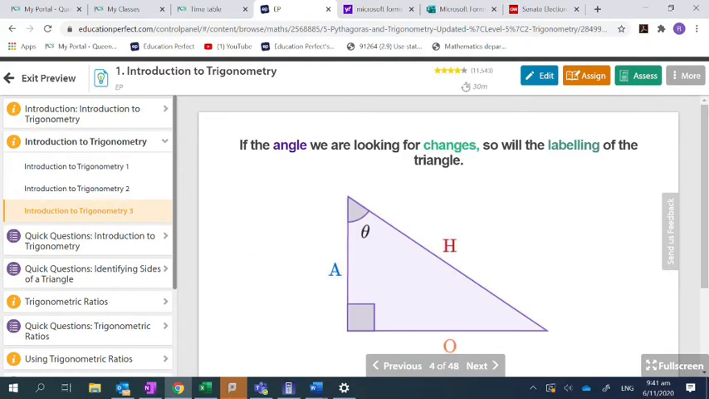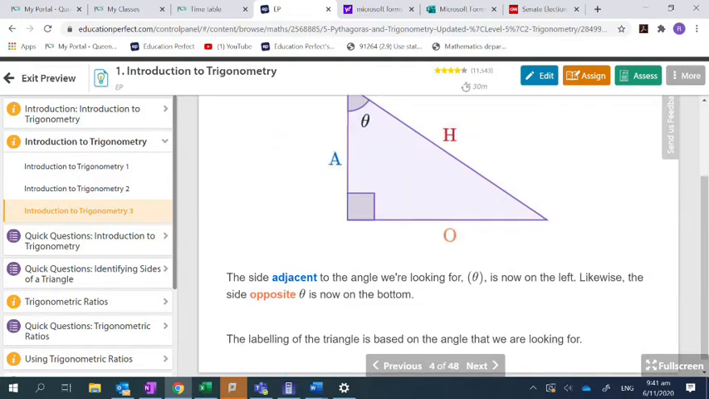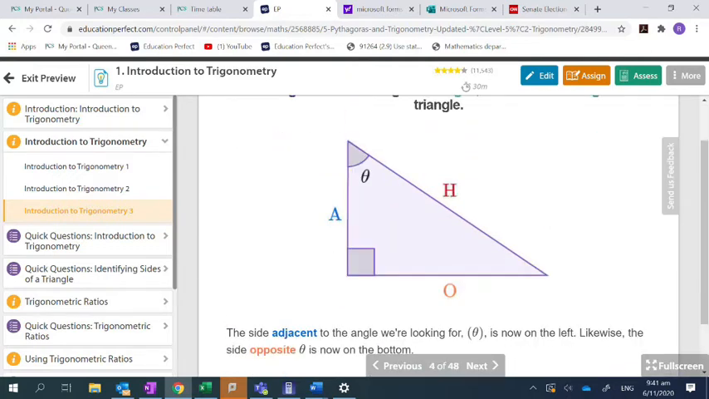All right. So if the angle we are looking for changes, so will the labeling of the triangle. In this case, look at what's different here. We have A, H, and O instead of A, B, and C, right? Also notice that we use capital letters here, again, to denote that this is using the trig ratios. We have this angle theta that we haven't had before. Instead, we just had measurements on the sides. Well, one side will never change. That's the hypotenuse. Remember, the hypotenuse is always across from the right angle, or it's the longest side. So always remember that the most important thing you can do is identify the hypotenuse. You always have to know what it is, where it is, and what's happening there.